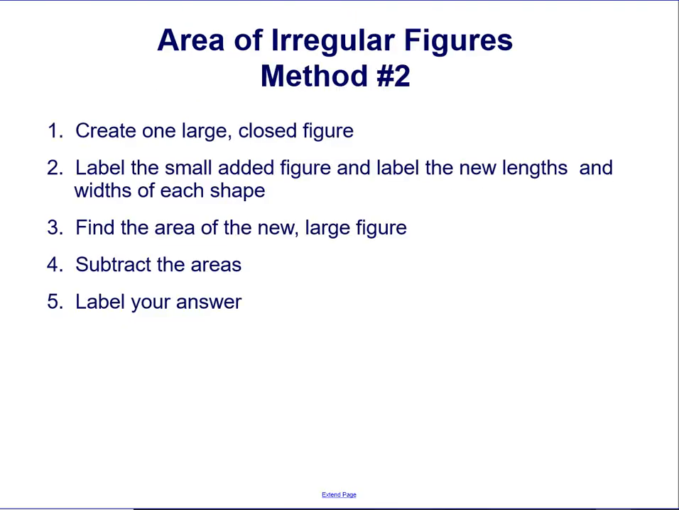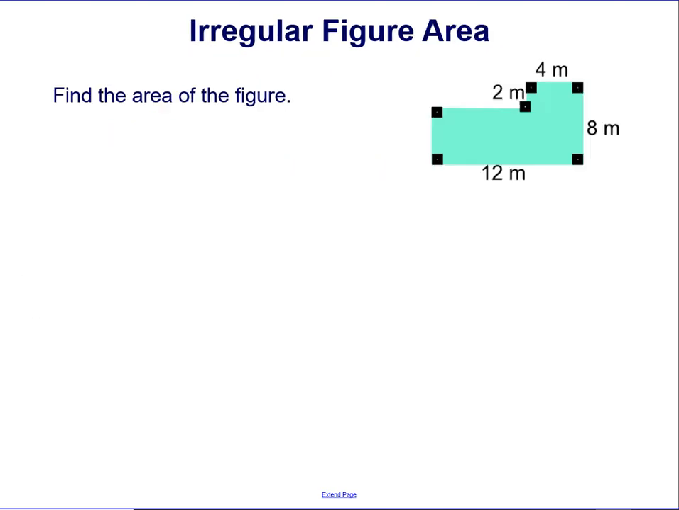Method number 2, to find the area of irregular figures. Step 1, create one large closed figure. Step 2, label the small added figure and label the new lengths and widths of each shape. Step 3, find the area of the new large figure. Step 4, subtract the areas. And step 5, label your answer. Find the area of the figure.